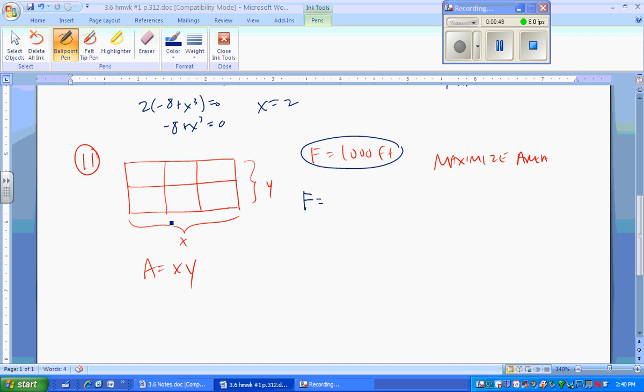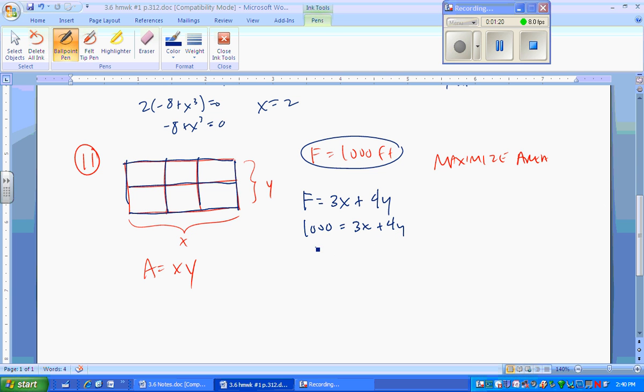So if we look for x, we have 3 lengths of fence that are all a length of x. So we have 3x. Plus we have 4 lengths of fence that have a length of y. So that 1,000 feet has to equal 3x plus 4y. So we could solve this for x or y. I'm going to solve it for y.